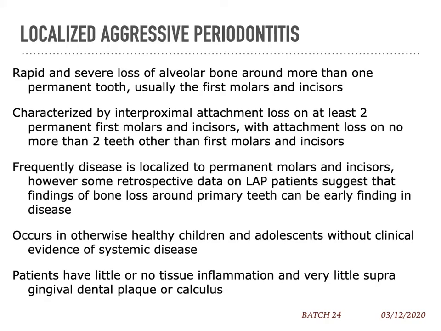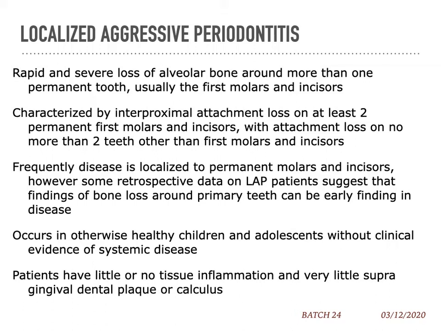So it is a rapid and severe loss of alveolar bone around more than one permanent tooth, usually the first molar and incisors, characterized by interproximal attachment loss on at least two permanent teeth, one of which is a first molar, with attachment loss on not more than two teeth other than the first molar and incisor. So frequently the disease is localized to the permanent first molar and incisor. However, some retrospective studies of localized aggressive periodontitis patients suggest that bone loss around primary teeth can be an early finding of the disease.